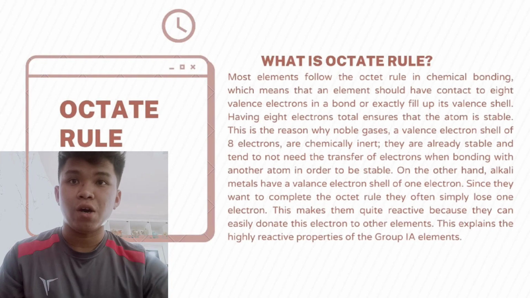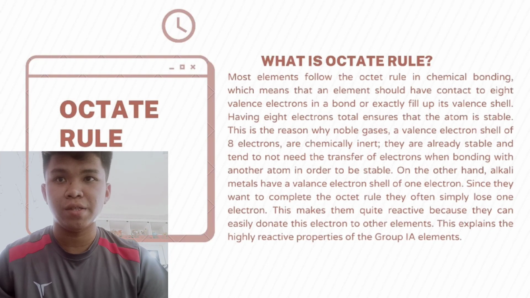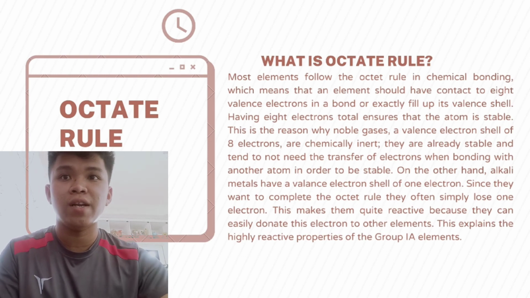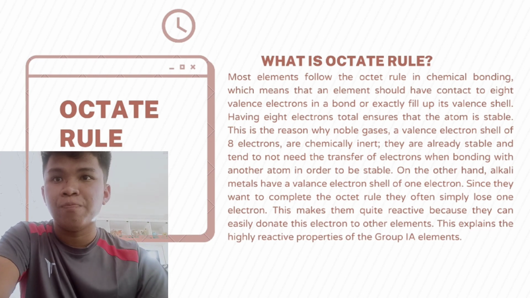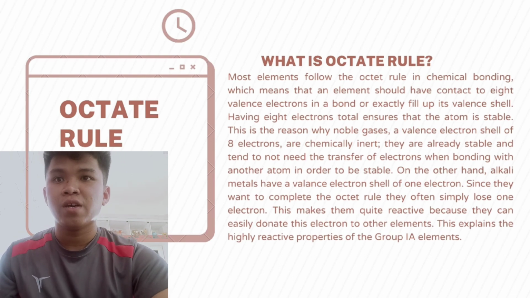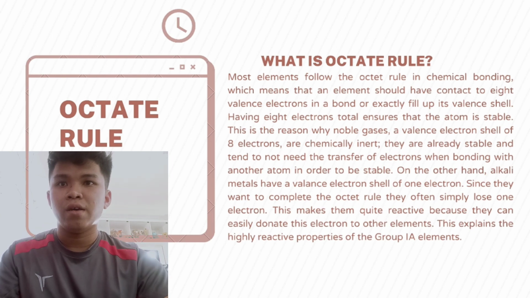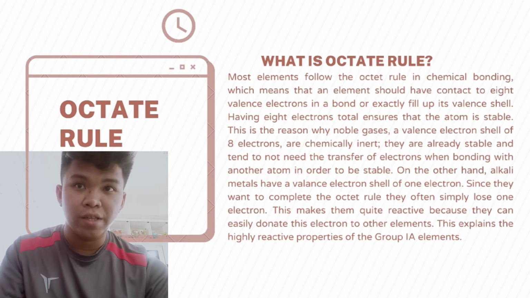Let's proceed to the octet rule. Most elements follow the octet rule in chemical bonding, which means that an element should have 8 valence electrons in a bond, or exactly fill up its valence shell. Having 8 electrons total ensures that the atom is stable. This is the reason why noble gases, with a valence electron shell of 8 electrons, are chemically inert.